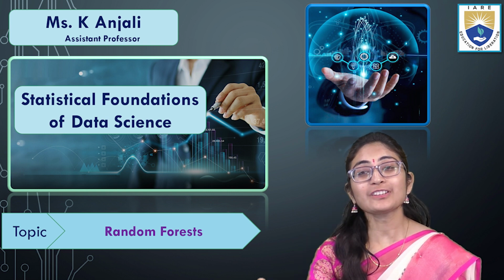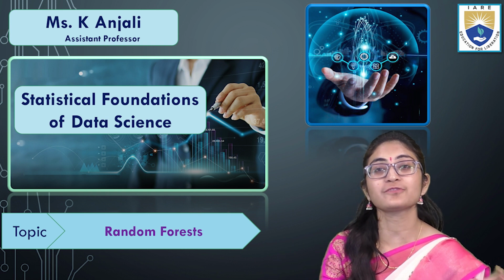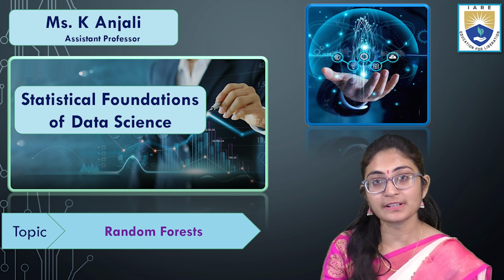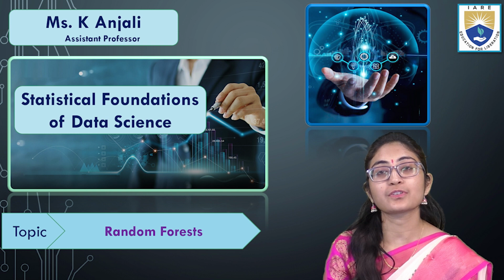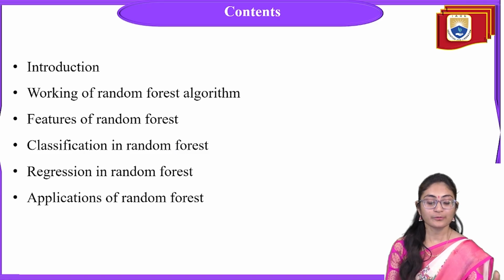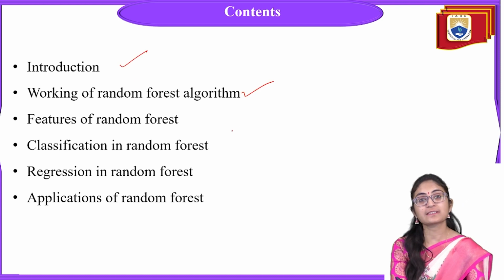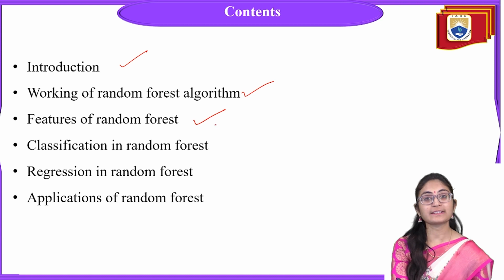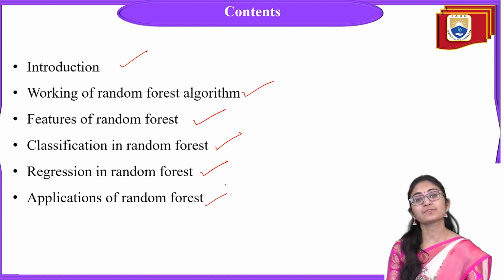But what is meant by pruning? Pruning means you just remove the unwanted branches from your tree. That's it. Another method is the random forest. So today we will cover random forest and these topics: introduction, working of the random forest algorithm, features of random forest, classification in random forest, regression in random forest, and applications of random forest. We will see them one by one.